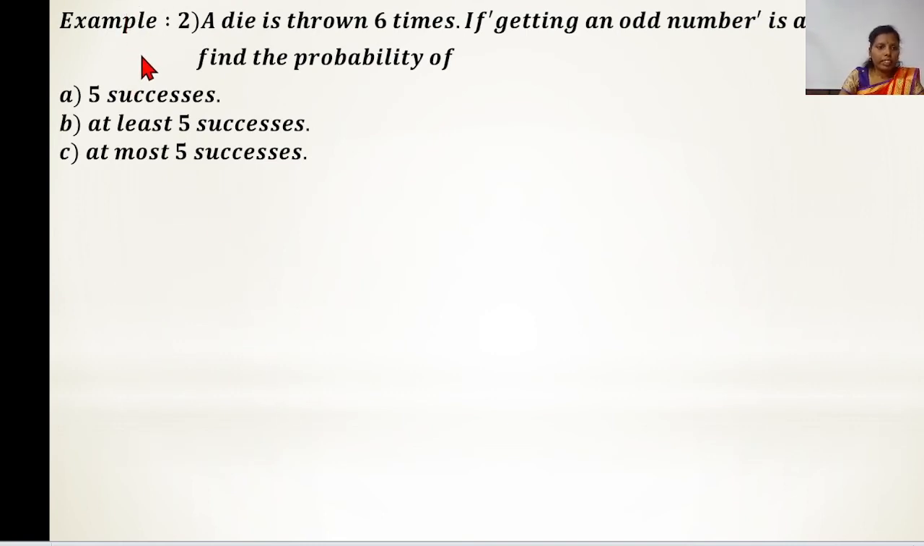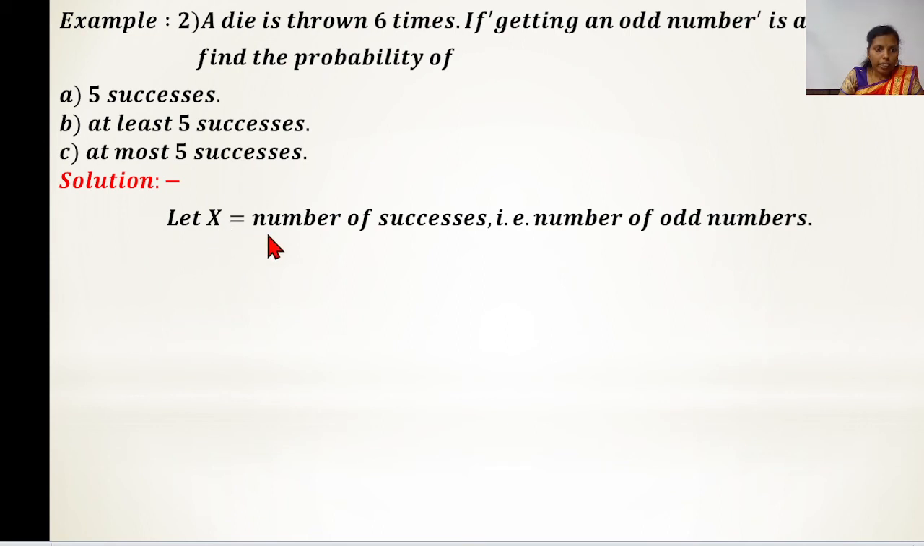Now let us see the second example. A die is thrown 6 times. If getting an odd number is a success, find the probability of: first, 5 successes; second, at least 5 successes; third, at most 5 successes. Let us see the solution of that example.